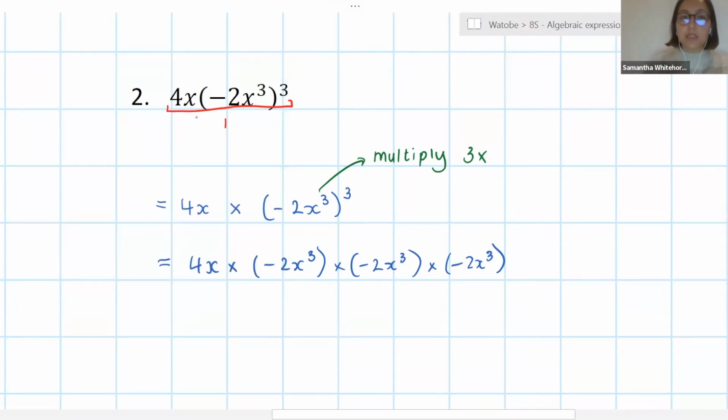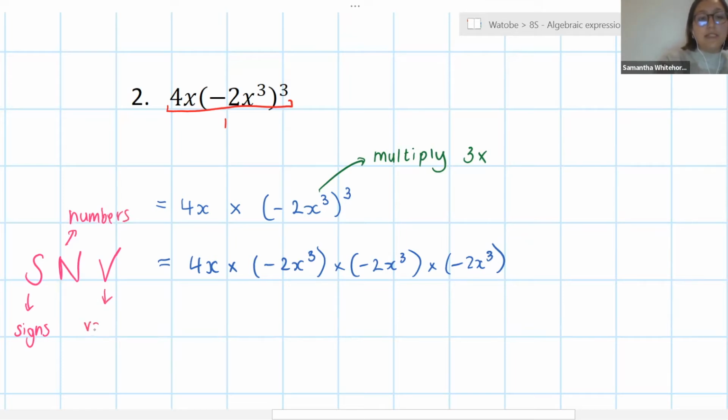Okay, so if you were with us last week, we spoke about a little trick that we can use, which is SNV. If you weren't, what this allows us to do is to make sure that we are multiplying correctly. So S stands for signs. So that's the first thing we'll do. We'll double check what the signs are. Then we'll move on to the numbers. And then we'll move on to the variables. And basically once you've figured out what sign your product needs to be, you're done with the signs. You don't need to stress about it again.